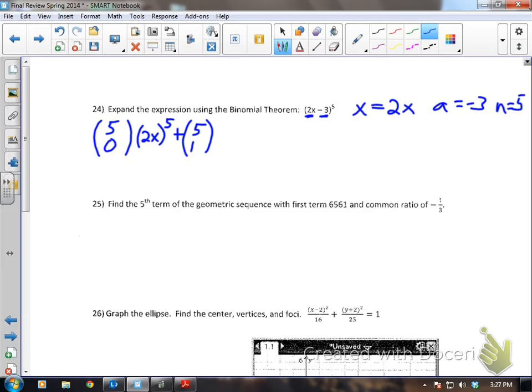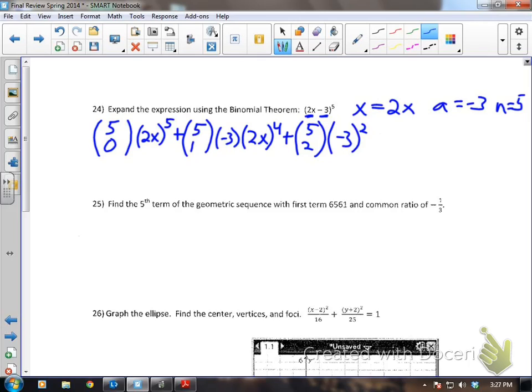And now I have to start inserting my a. So my a is negative 3 times x again, which is 2x in this case. So 2x to the 4th power, plus, and now it's 5 taken 2 at a time, times a, which is negative 3 to the 2nd power. Notice how those exponents are increasing while the other exponents, the x, or the 2x in this case, are decreasing.